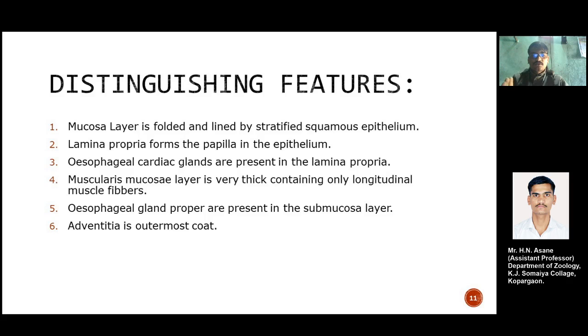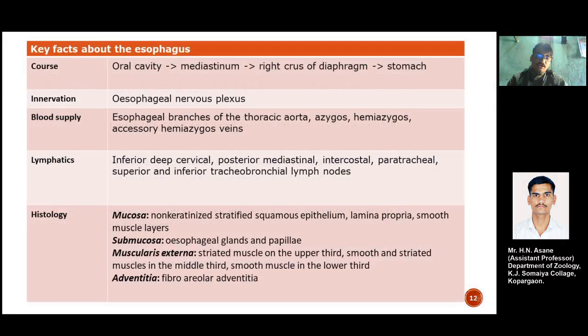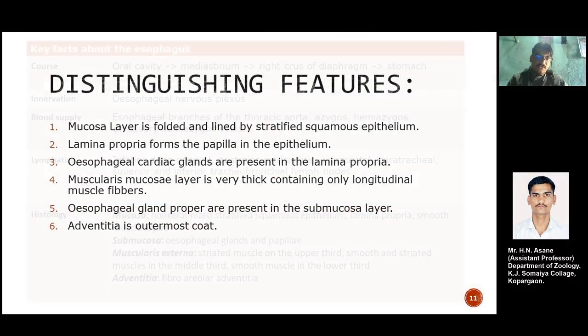The esophageal glands proper are going to secrete mucus. They are present in the submucosa layer, having a duct that opens into the lumen, as we see in the picture. And then the adventitia is the outermost coat of the esophagus. The adventitia is also known as the serosa.